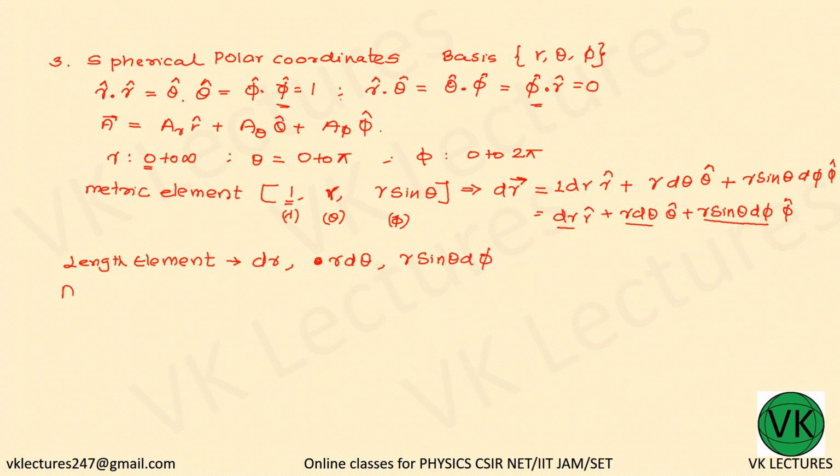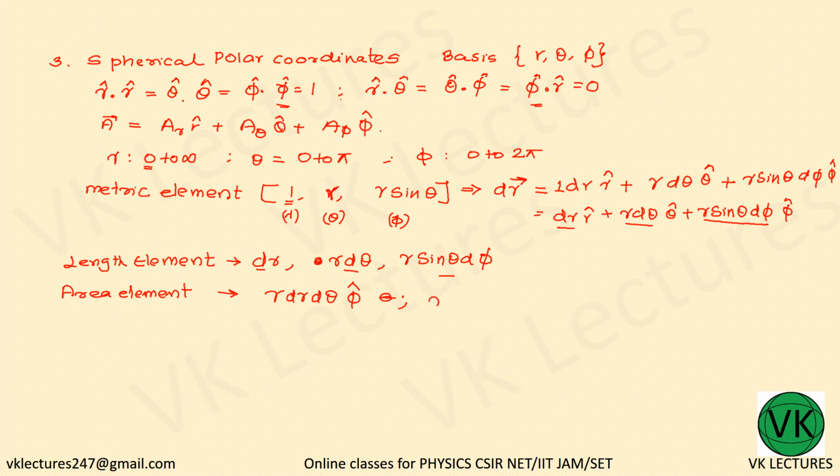Now we have the area element. The area element is nothing but the product of 1 and 2 in the direction of the third. So dr into r d theta, just the multiplication, and in the direction of the third, that means in the direction of phi, because the area element is a vector.